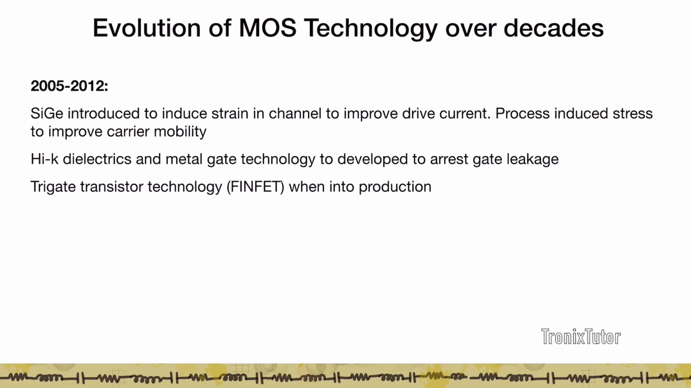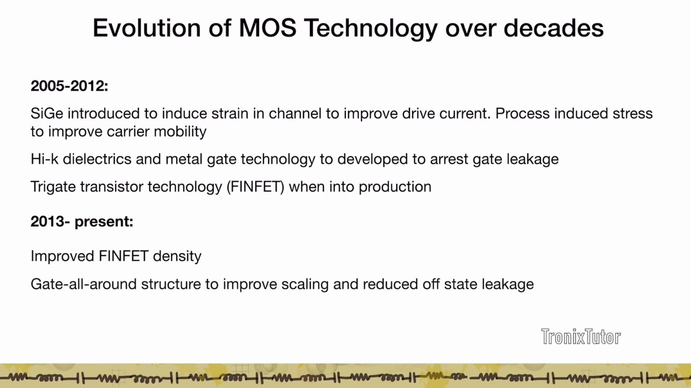The FinFET or the tri-gate technology from Intel came into production in the late 2000s, and that was a big game changer. Finally, over the last decade, what we've seen is FinFET technology continues to scale. There are huge changes in FinFET density to achieve the high drive currents needed. Gate-all-around structures are moving into production now with a couple of foundries promising that in the next year or two, and this again improves scaling and reduces off-state leakage.